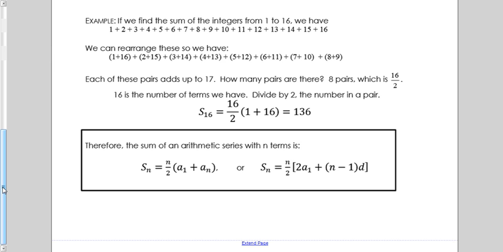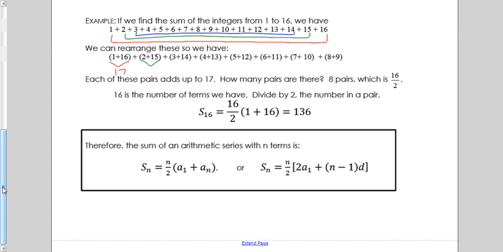In this example, we want to find the sum of the integers from 1 to 16. So we list them all out, 1 plus 2 plus 3 plus 4, all the way up to 16. Now you'll notice if we start grouping them together, if I add 1 and 16 together, the sum is 17. If I add 2 and 15 together, the sum is also 17. If I add 3 and 14 together, the sum is also 17, and so on. So each of these pairs is going to add up to 17.